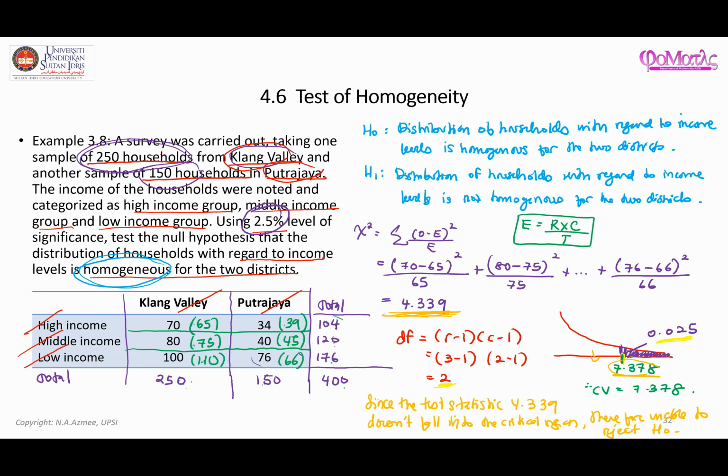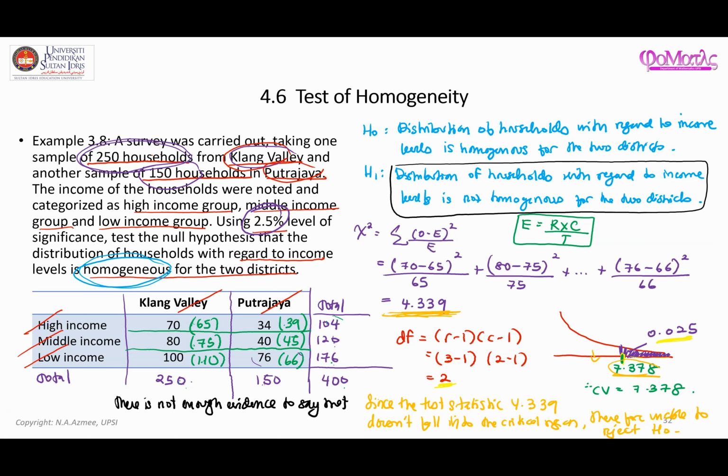Next is to conclude. So we can say that there is not enough evidence to say that this statement is true. I'm not going to write this down because I'm running out of space, but what we can say is there is not enough evidence to say that the distribution of households with regard to income levels is not homogeneous for the two districts.